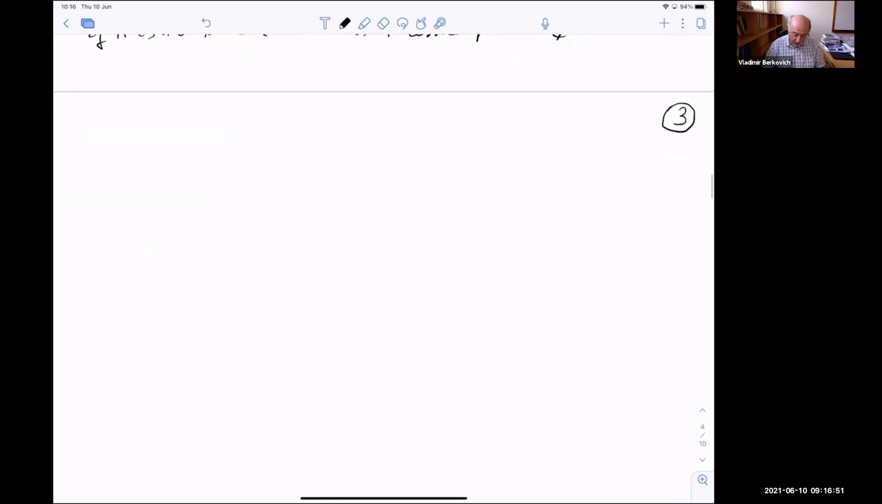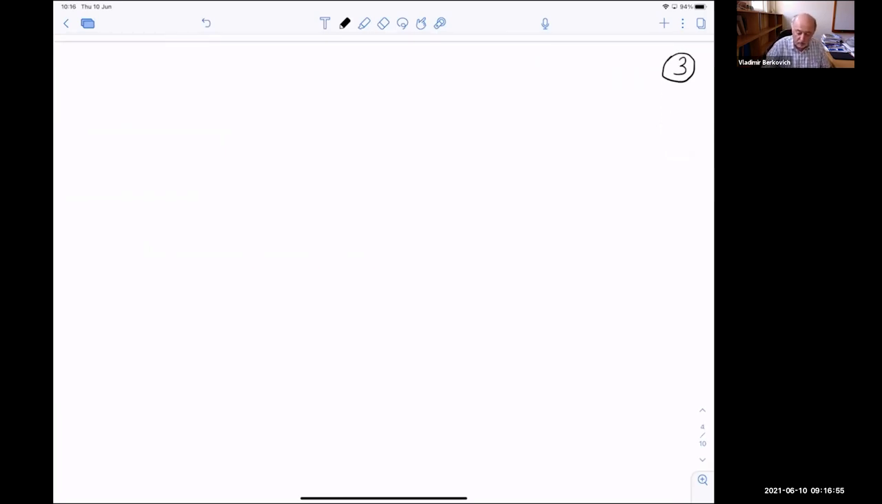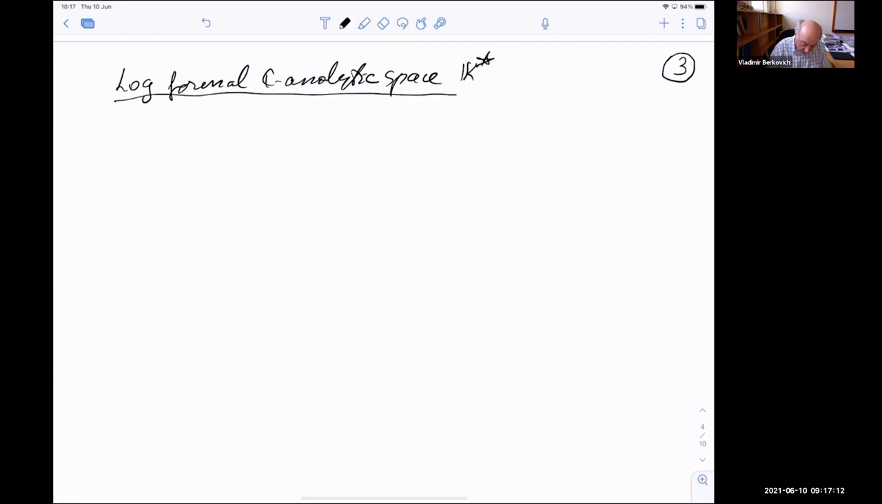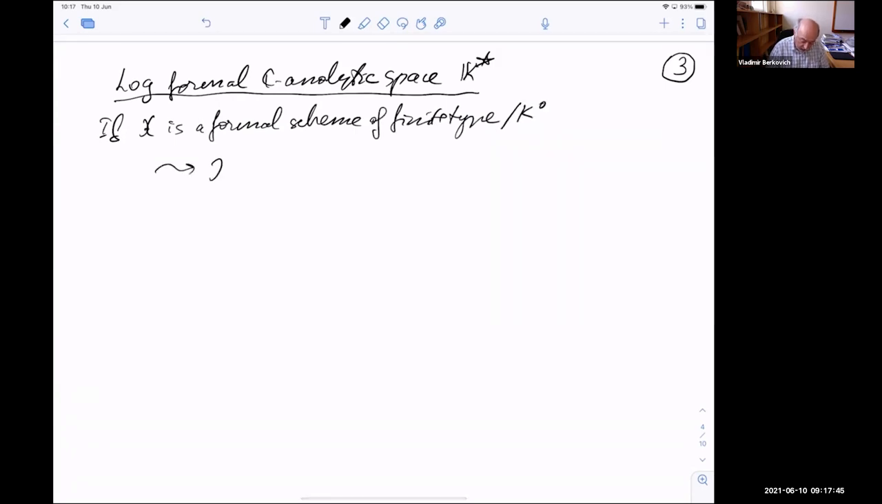Okay, now the main object, it's a log formal C analytic space, which is denoted in such a way. So it is associated with our field K. In fact, it's a very simple object, which is a formal punctured affine line, but which depends on K, and so we do not fix such an isomorphism. So first of all, general construction. If X is a formal scheme of finite type over K naught, then one can associate with it the following log C analytic space.